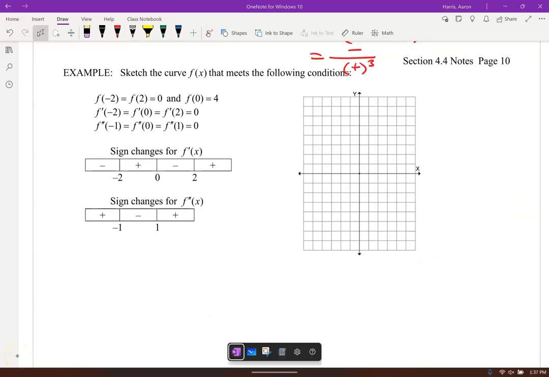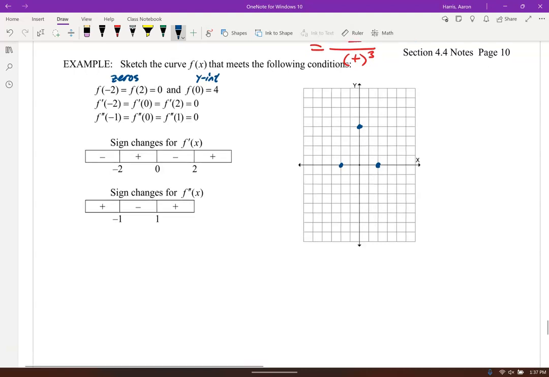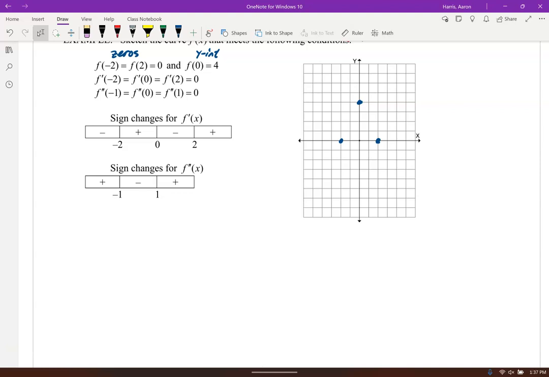Can we sketch it from just the information given? So notice here's some zeros, and then here's your y-intercept right here. Let's go ahead and put those points on. F of negative 2 equals 0. F of 2 equals 0. So those two zeros are x-intercepts, and f of 0 equals 4. Okay, so here's some points. And then it says f prime of negative 2 equals f prime of 0 equals f prime of 2 equals 0. So they're giving us the critical points.